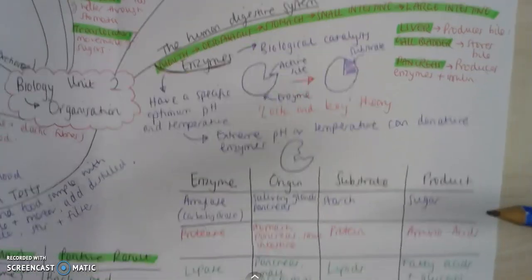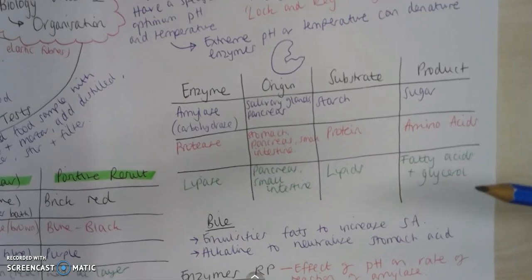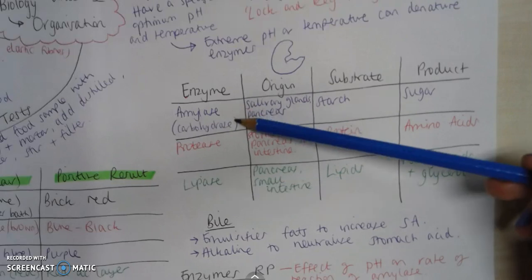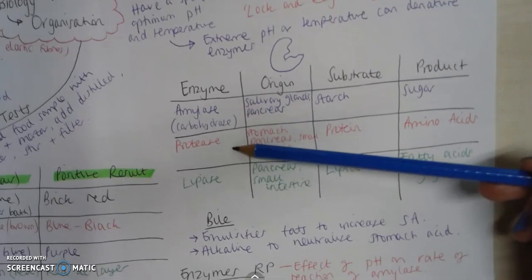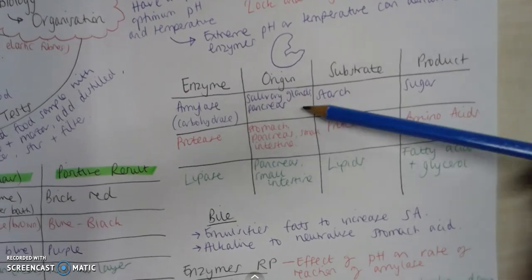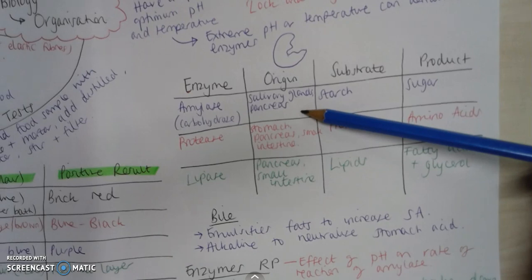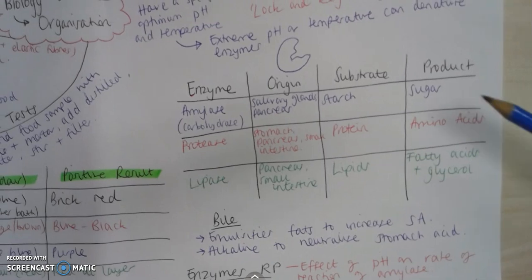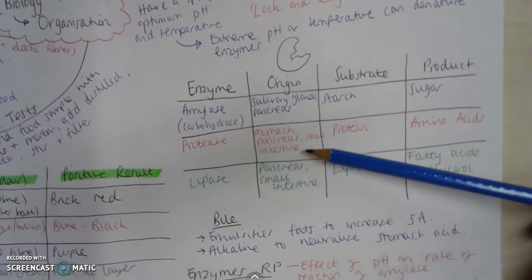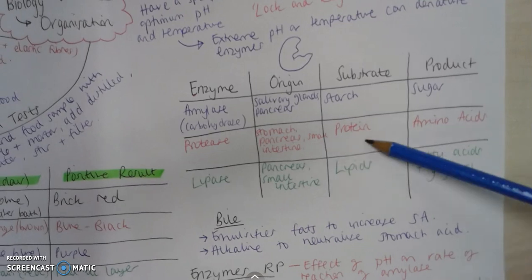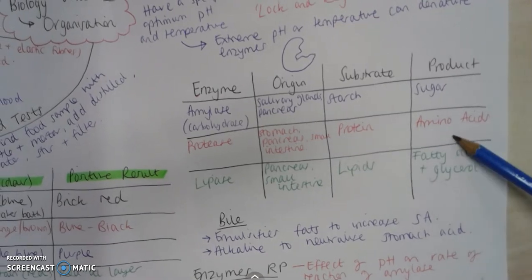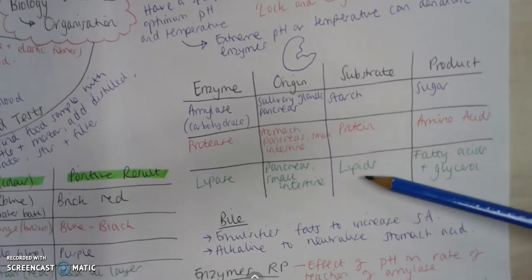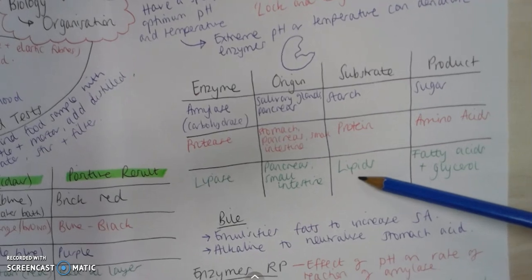Looking at our key examples of enzymes then, what we've got here is a table that breaks it down. So 3 different types of enzyme: amylase, which is a type of carbohydrase enzyme, protease and lipase. Amylase comes from the salivary glands and the pancreas primarily. It breaks down starch into sugars such as glucose. Protease enzyme, produced in the stomach, pancreas and small intestine, breaks down protein substrate into amino acids. Lipase enzyme, from the pancreas and small intestine, breaks down the lipids, aka fats, into fatty acids and glycerol.